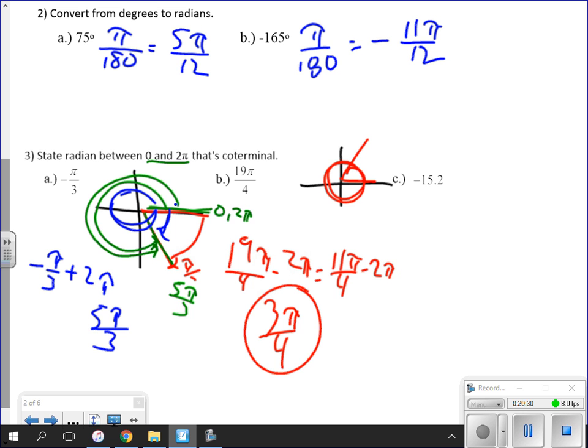Wait, so how do we know that it's like 8? 8 over 4. What's 8 over 4? 8 over 4 is 2. See the connection? 2 pi, 8 pi over 4. Okay. Okay, yeah. Now, this one's decimal.